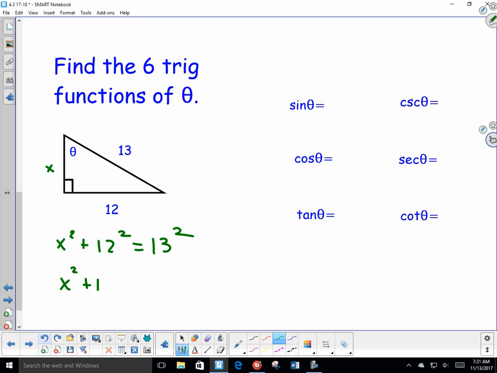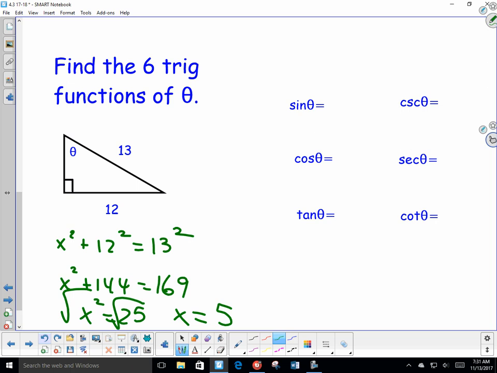So we can write x squared plus 12 squared equals 13 squared. And if you work that out, you end up getting x squared equaling 25, and we take the square root, and we get x equaling plus or minus 5. Well, we're going to take positive 5 for the side length, and so this side has to be 5. Now we can go about finding the 6 trig functions of this angle right here.